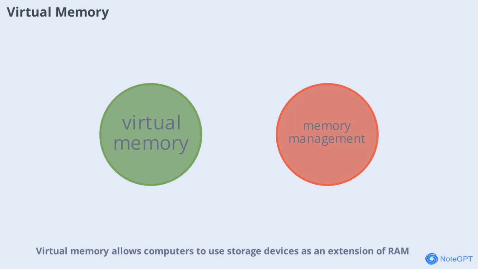Virtual memory allows computers to use storage devices as an extension of RAM. When physical memory is full, the system moves data to a special file on the hard drive or SSD, called a swap file or page file. This lets users run more programs than would otherwise fit in RAM, though accessing virtual memory is much slower. Virtual memory management is a key part of modern operating systems and computer architecture.